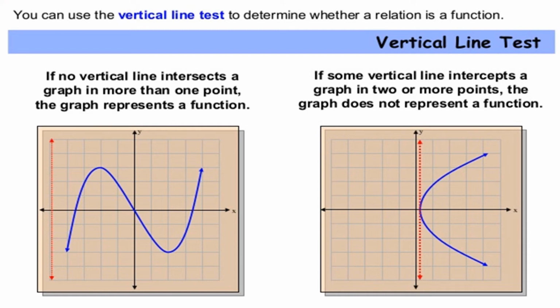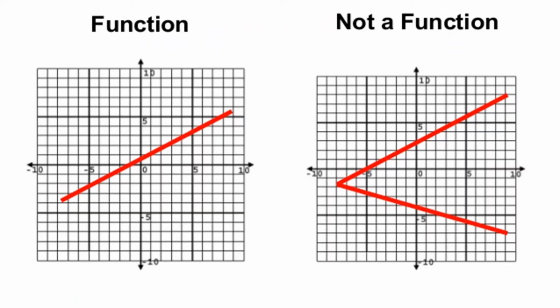In our first given, it is a function because no vertical line intersects the graph in more than one point. So, it's only one point. The second one is a parabola opening to the right side. So, this is a relation, because when we draw a vertical line there, it intersects exactly 2 points.